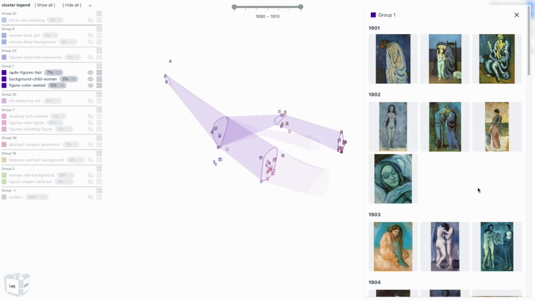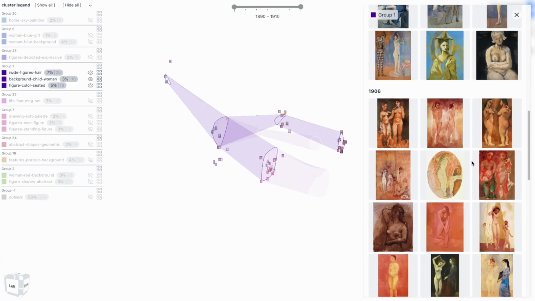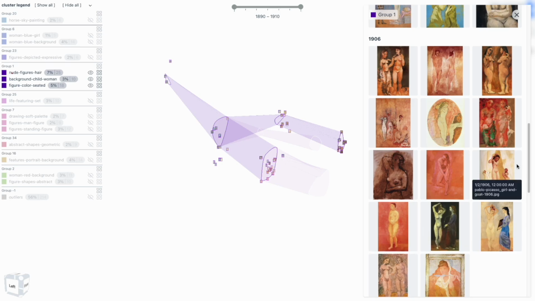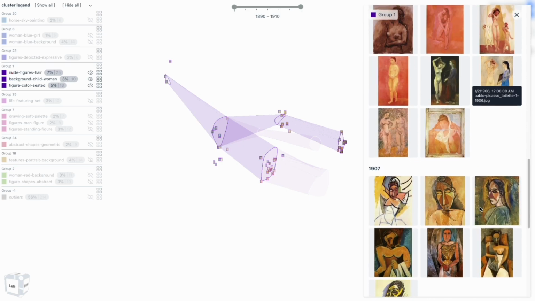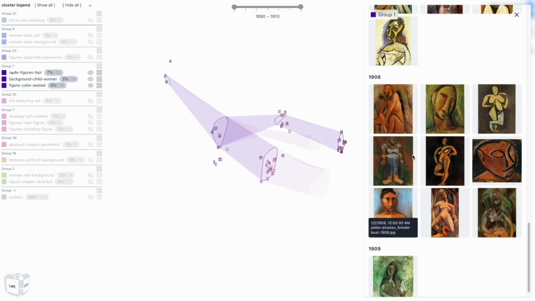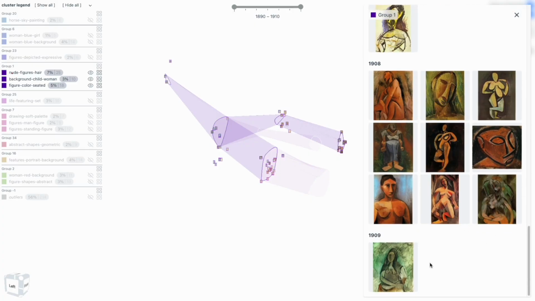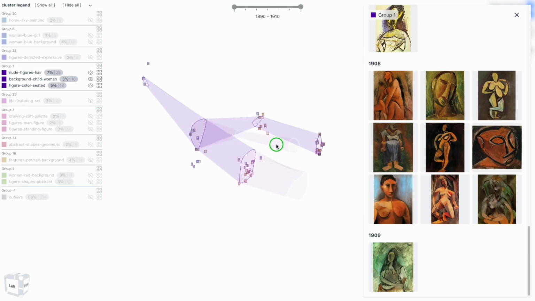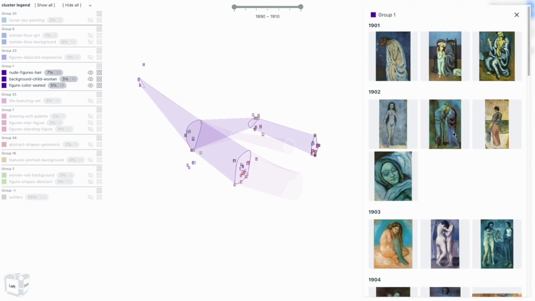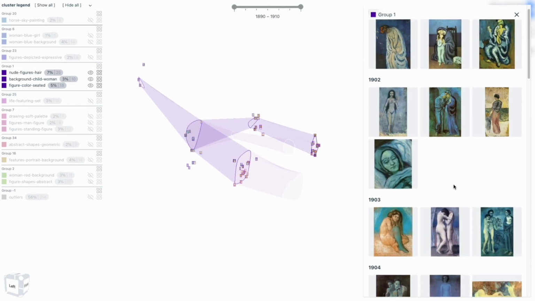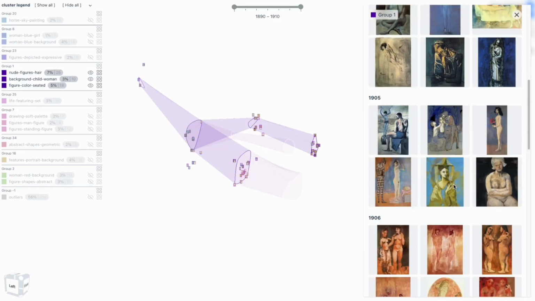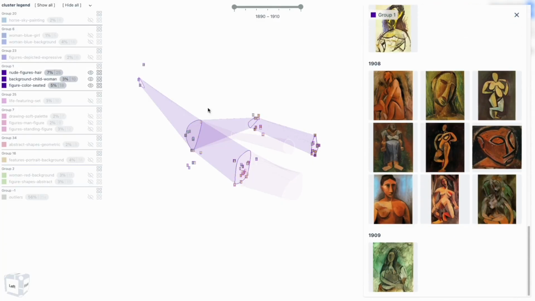In earlier periods, we can see paintings from his blue period, and as we scroll down, we can see mostly images, also figures, but from his rose period. And of course, towards the 1910s, we can see that he has fully gone into his cubist phase. So we can see how Picasso's paintings of figures have evolved in style over time.